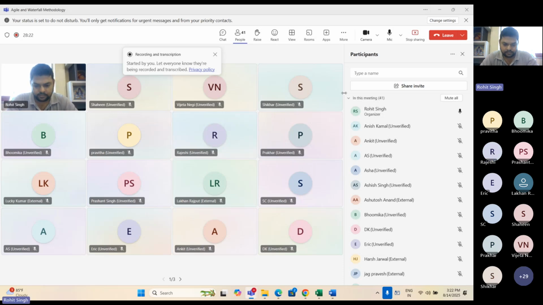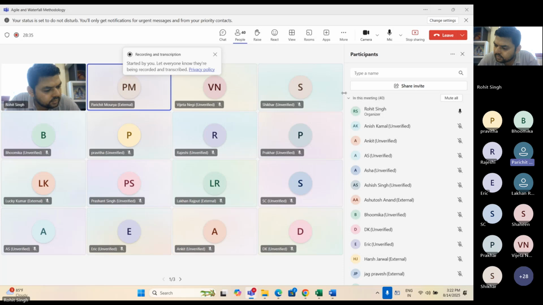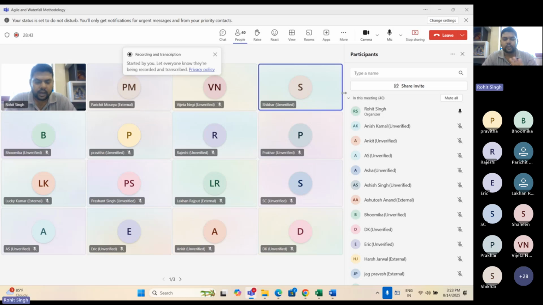अच्छा चलो, including the client as part of the procedure. I'm sorry, once again: including the client during the development process. अच्छा चलो simple sir. Let me rephrase with an example.